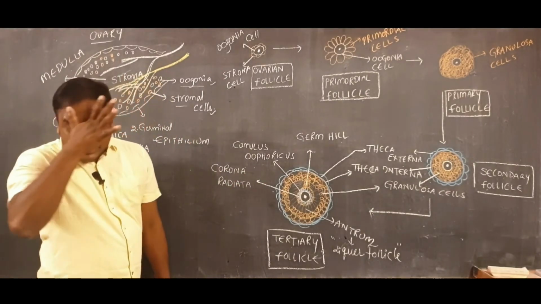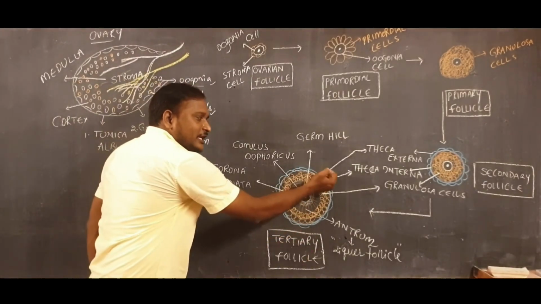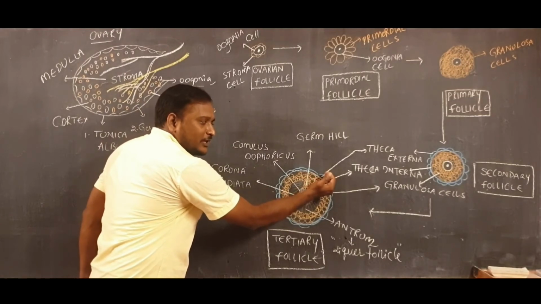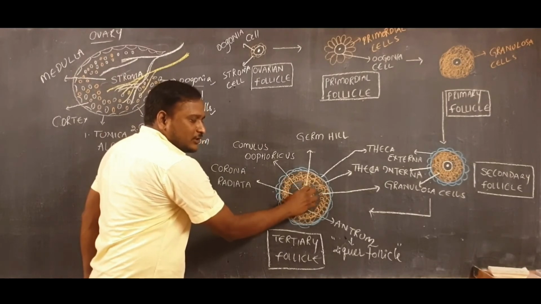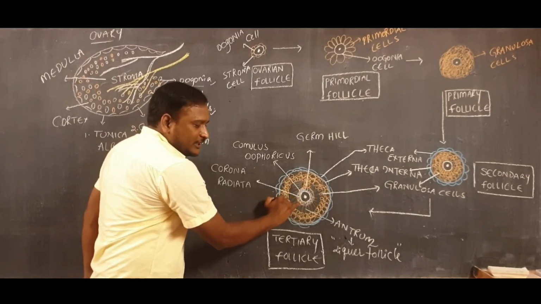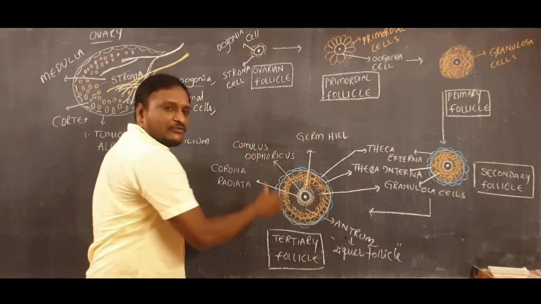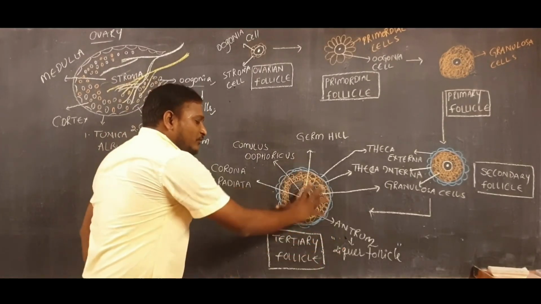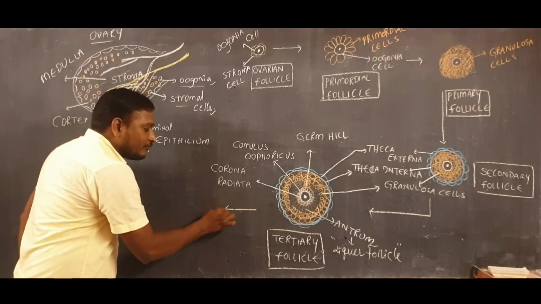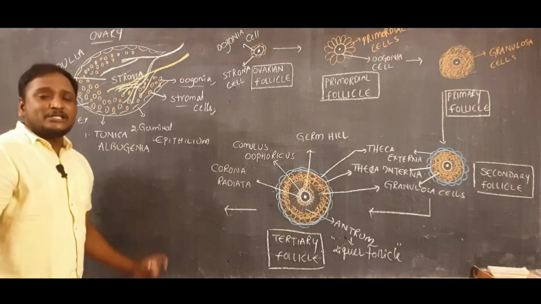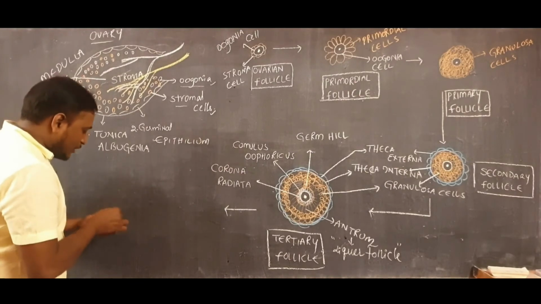Corona radiata. Likewise, different parts we can observe in the case of tertiary follicle. In tertiary follicle, there is fully formed theca externa, theca interna, granulosa cells, then germ hill, next cumulus oophorus, and then corona radiata, and within that there is a female gamete. And along with that there is a cavity also present, which is also called antrum. This type of follicle is also called tertiary follicle. And then tertiary follicle will develop into Graafian follicle.